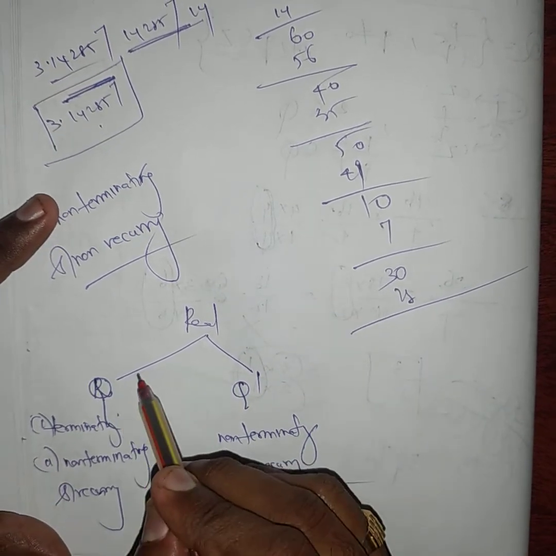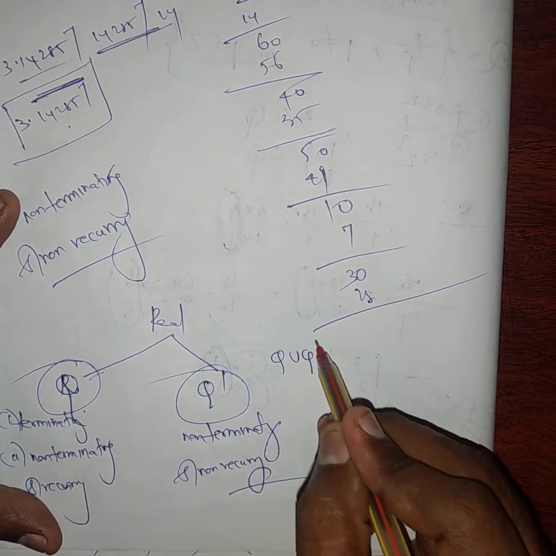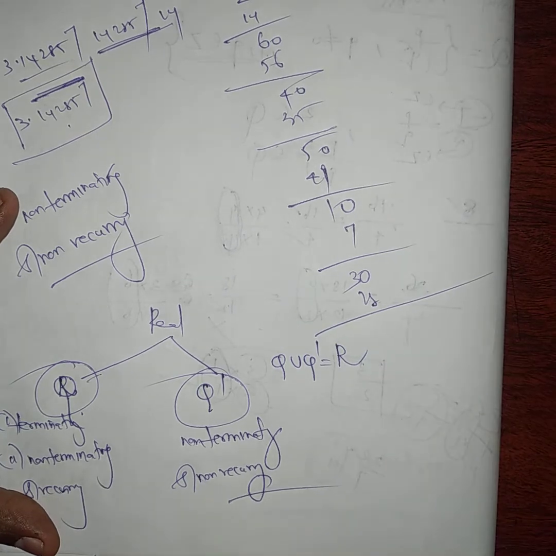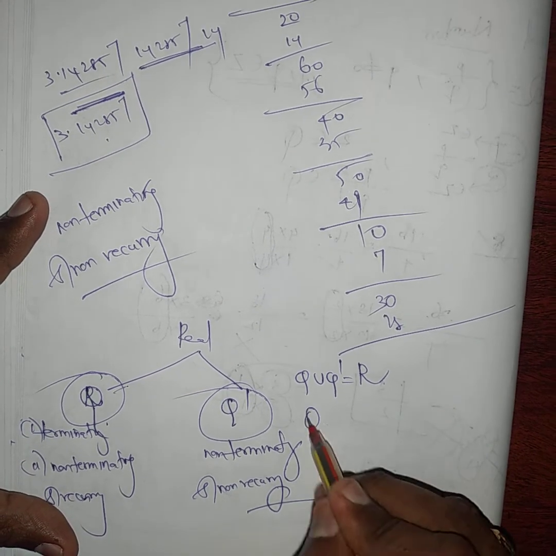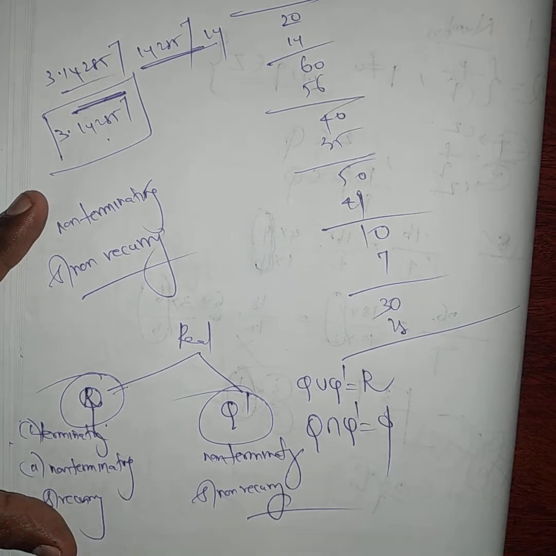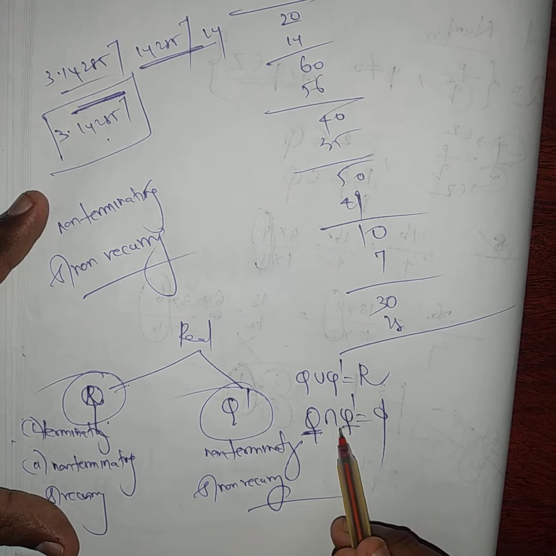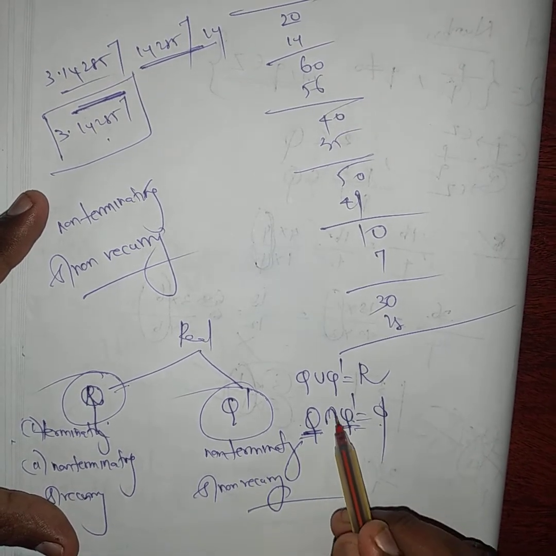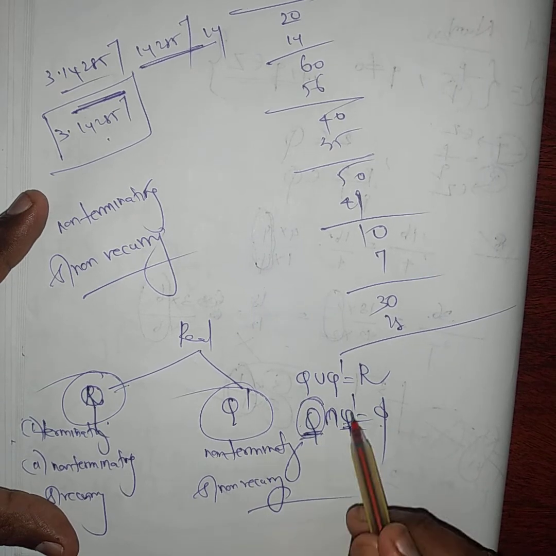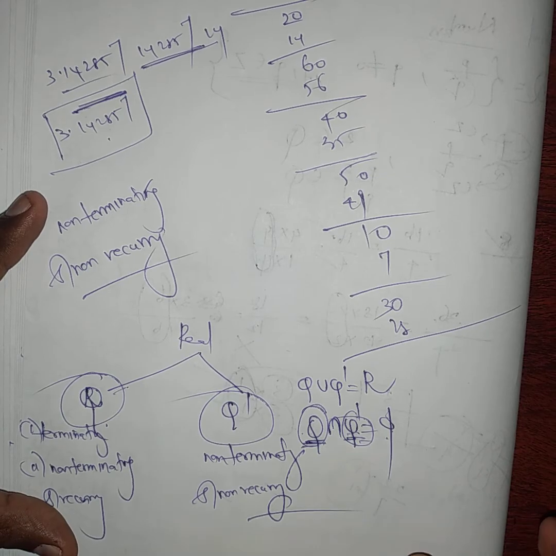So Q is called rational numbers, Q dash is called irrational numbers, Q union Q dash is called real numbers. Q intersection Q dash is nothing but empty. There is no common element between Q and Q dash. Q is a different form and Q dash is a different form. So real numbers are Q and Q dash.